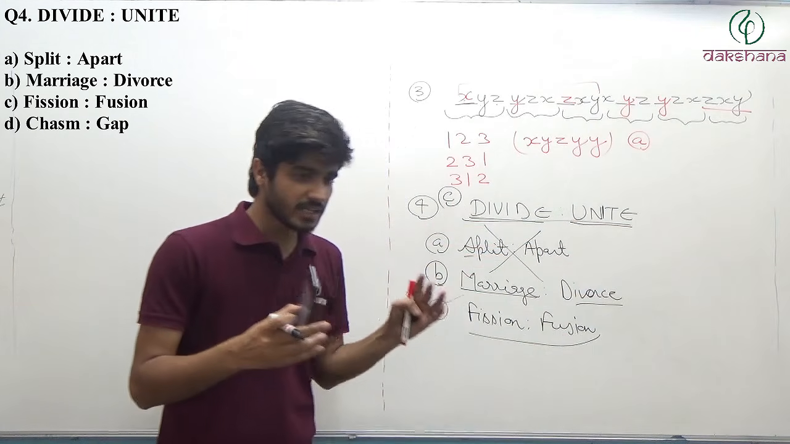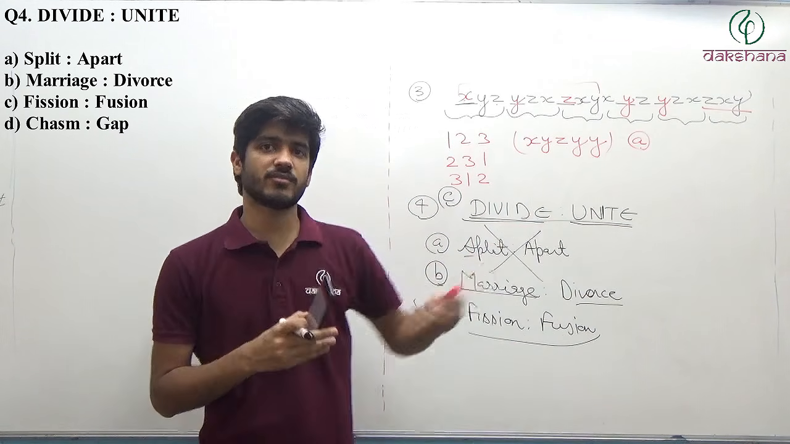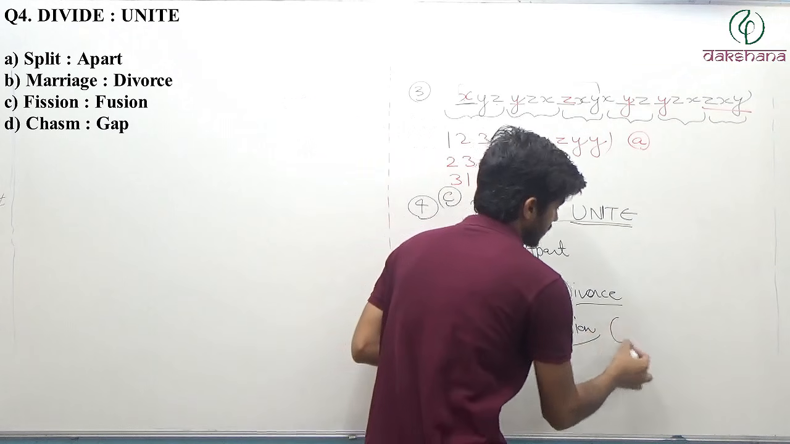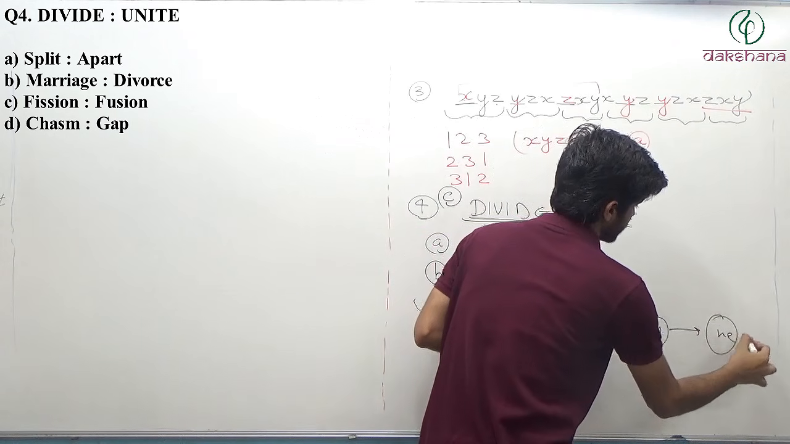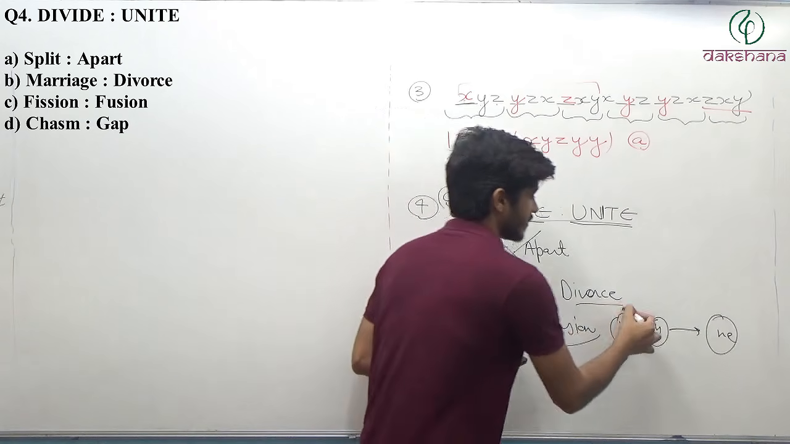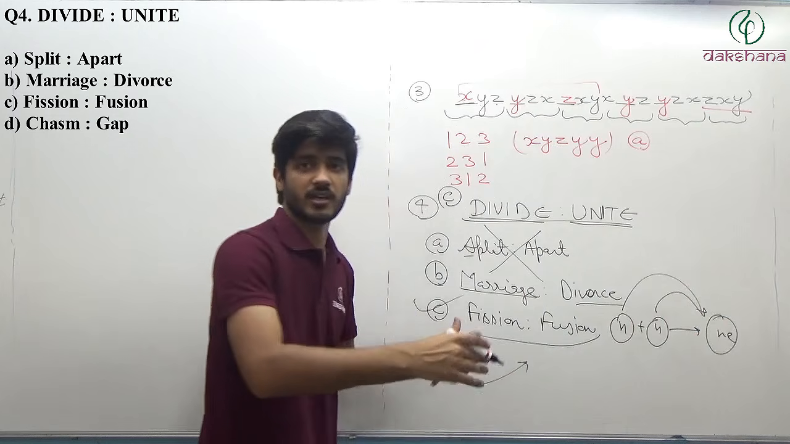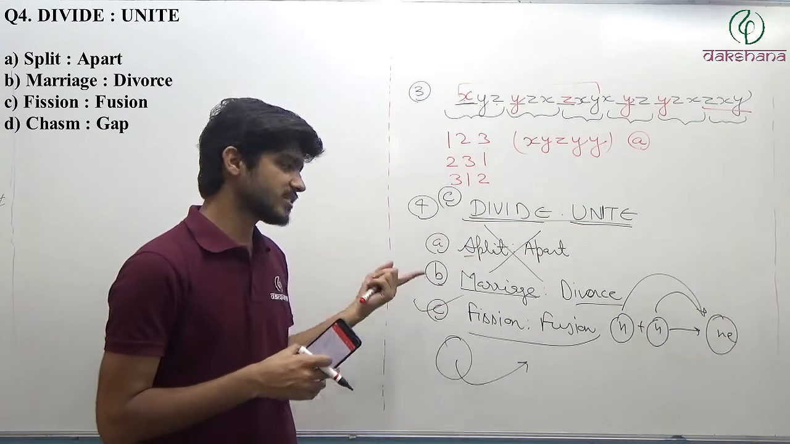And fusion is basically bringing two lighter nuclei together and forming a heavier one. And this is the process which powers the sun. You can think of two hydrogens combining together forming helium. So this is fusion. So in fusion we are basically uniting things, right? And in fission, you are basically breaking something. So that's the same analogy, dividing and then uniting. So C is the right answer.